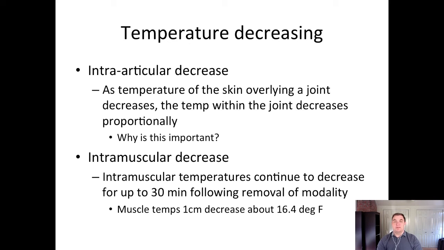Temperature decrease. You have intra-articular and intramuscular decrease. Intra-articular would be over a joint, right? As the temperature of the skin overlying a joint decreases, the temperature within the joint decreases proportionally. Why is this important? Well, we have Golgi tendon organs and other things within a joint that could affect range of motion. It actually seems like we get a better decrease over skin overlying a joint than over skin overlying muscle.